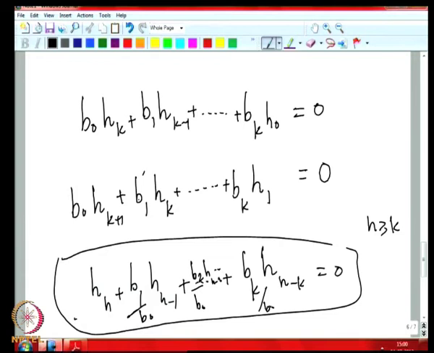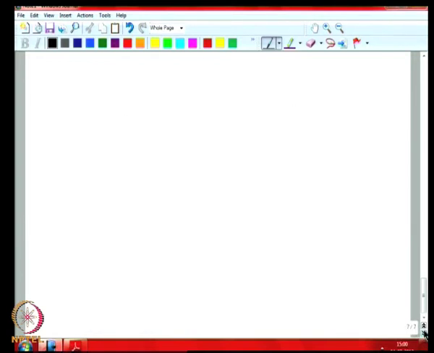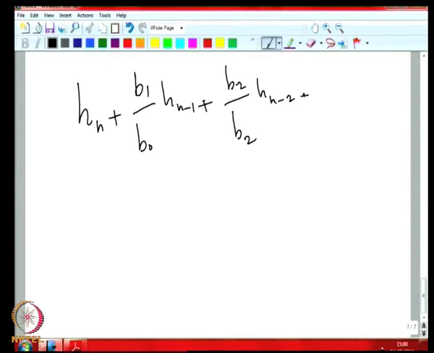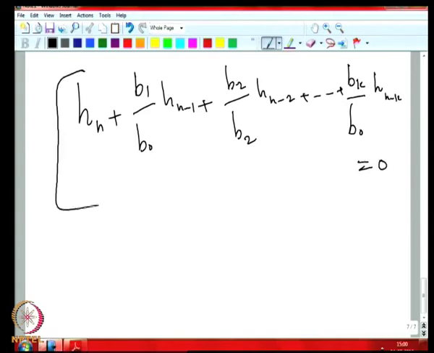So, everything will become something like 1 plus b1 by b0 into, sorry, once again Hn plus B1 by B0 into Hn minus 1 plus B2 by B0 into Hn minus 2 and so on up to Bk by B0 into Hn minus k equal to 0 is what we get. So, this is the recurrence relation.